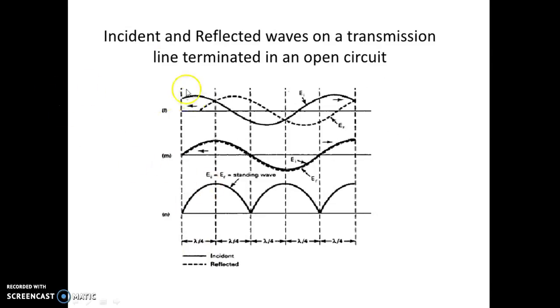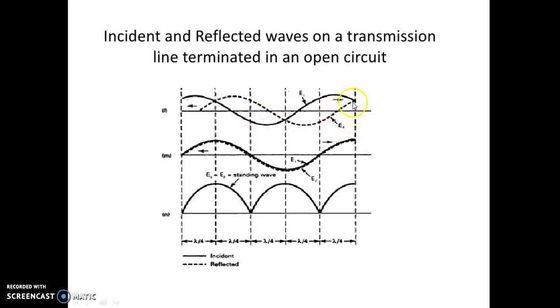Assume that these are the incident and reflected waves on a transmission line terminated with an open circuit. Open circuit means it is not connected to any load. Since an open circuit is also a load, you can see there is an incident signal, which is represented as a solid line, and this dotted line is the reflected signal.